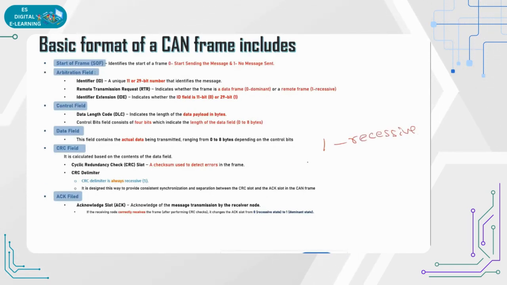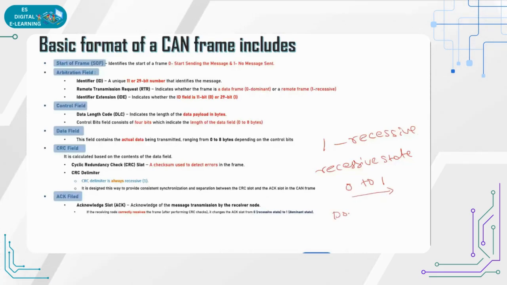Okay, so if I mention the recessive state, it means changing from 0 to 1. If I mention a dominant state, it will be a 0. Dominant means it will be a 0 only, so the dominant state means it will be changing from 1 to 0. Okay, these are the points you should remember. Don't get confused.